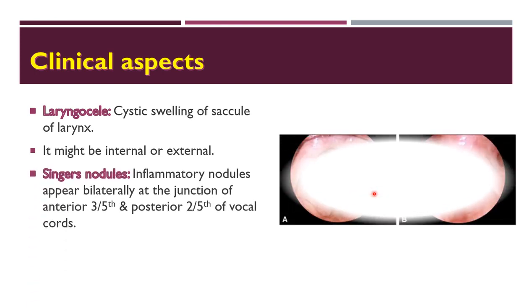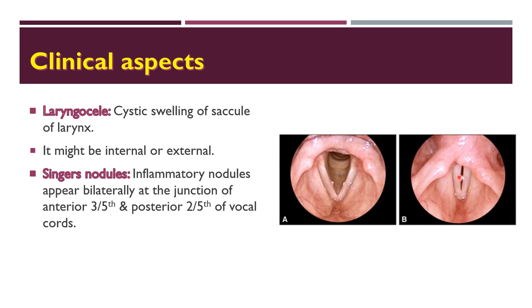Next, Singer's nodules. You are able to see small nodules which develop when you strain your vocal cord. Naturally it might get inflamed, and they are cystic nodules which are bilateral and regular in shape. They are called Singer's nodules or teacher's nodules because these people strain their vocal cords too much. Mainly voice rest is advised, along with a lot of fluid intake. Sometimes, if it is not resolving, speech therapy is also recommended.